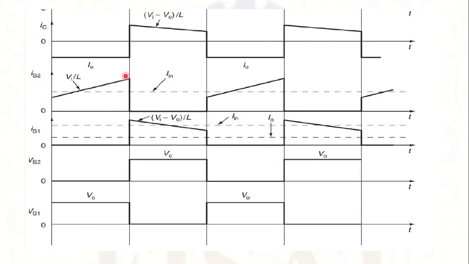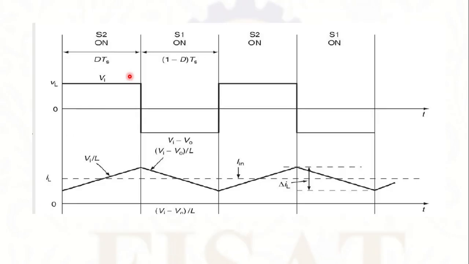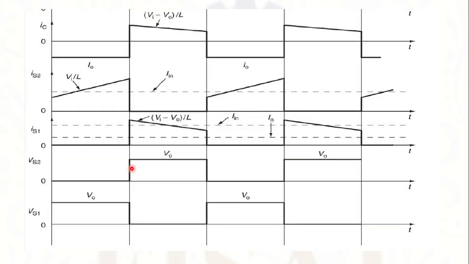And these are the currents which are going through the switches S1 and S2. So when S2 is on, this is the current. So we can relate these currents with the current through the inductor. And when S1 is on, the same current will flow through the switch S2. Then the voltage across the switches will also vary with respect to the switching intervals.